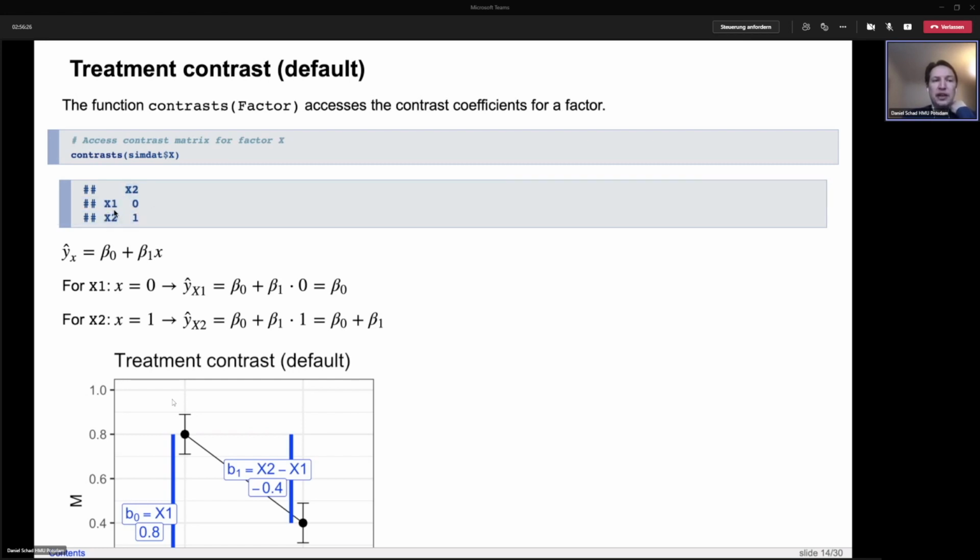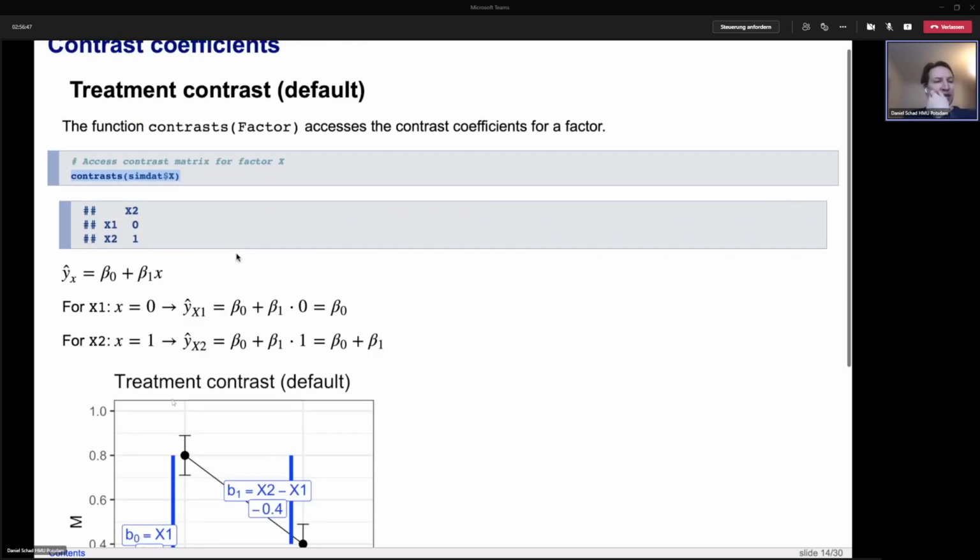We can see that condition x1 is coded as 0, and condition x2 is coded as 1. That's exactly the same as what we had in the example with men and women. Men were coded as 0 and women were coded as 1. And how this coding takes place can be seen and accessed using this contrast function.